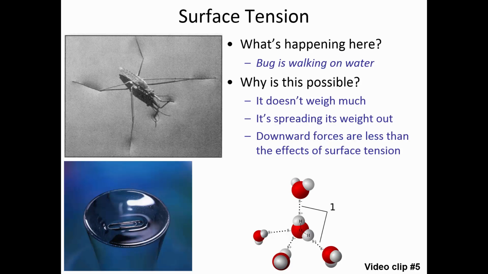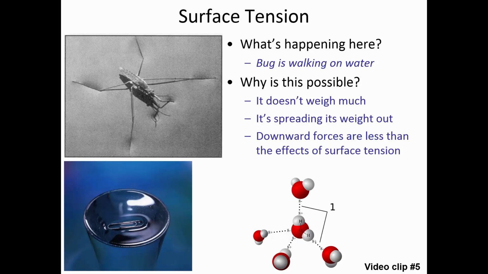It's possible for a few reasons. If we look at the specifics, partly it's because it doesn't weigh very much. If this bug was heavier, it would go through the water. I couldn't do this, right? Even though I have pretty big feet, I couldn't step on top of the water like this. Partly because I couldn't spread out my weight well enough. My ratio of weight to how much I can distribute it is all wrong for walking on top of the water. For this bug, it's light and it spreads out its weight a lot.